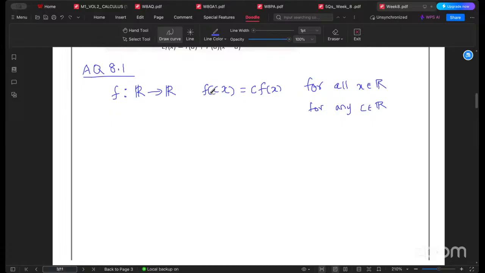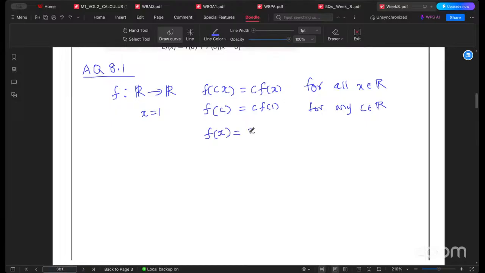Here you see that you are having f of cx is equal to c times f of x for all x in R. So we are trying to see what this function is. Let us see what happens to this equation when x is equal to 1. When x is equal to 1, this becomes f of c, and that is c times f of 1. And we know that this is true for any c in R. So if this is true for any c in R, can I replace this c again with x? Can I do that or not?